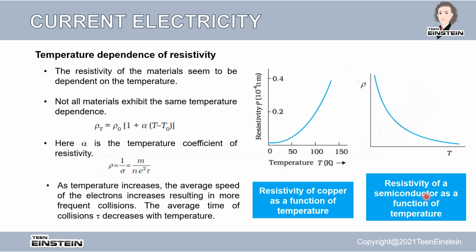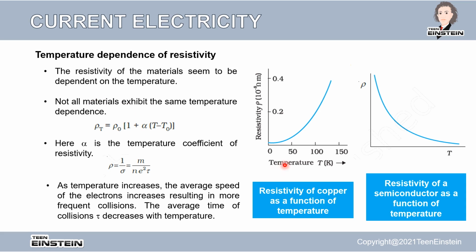Okay, so when we talked about the resistivities, we also talked about how they are temperature dependent, right? So when temperature increases, the resistivity is also going to change. How it changes for the materials, we are going to see. So, temperature dependence of resistivity. The resistivity of a material is dependent on the temperature. Not all materials exhibit the same temperature dependence.